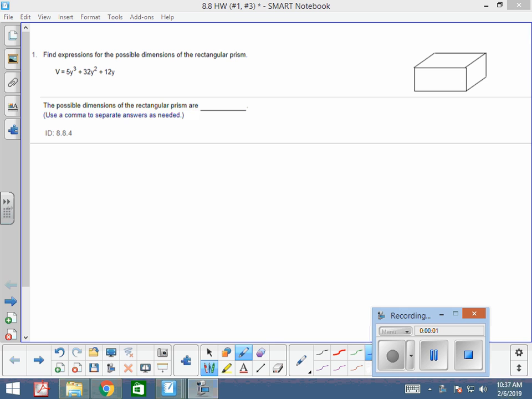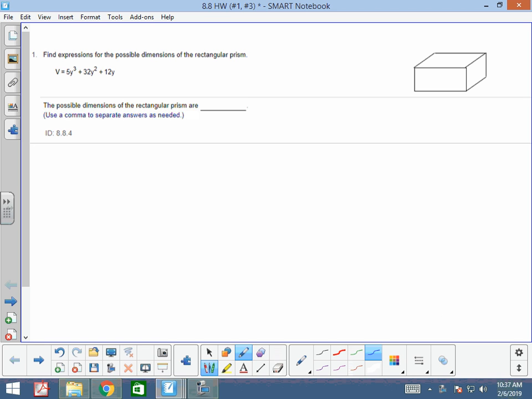So we're going to do a few examples of your 8.8 homework problems that weren't really discussed in the videos. In this particular problem, it says find expressions for the possible dimensions of the rectangular prism. So what we're going to do is take the volume, which is 5y cubed plus 32y squared plus 12y, and we're going to factor.